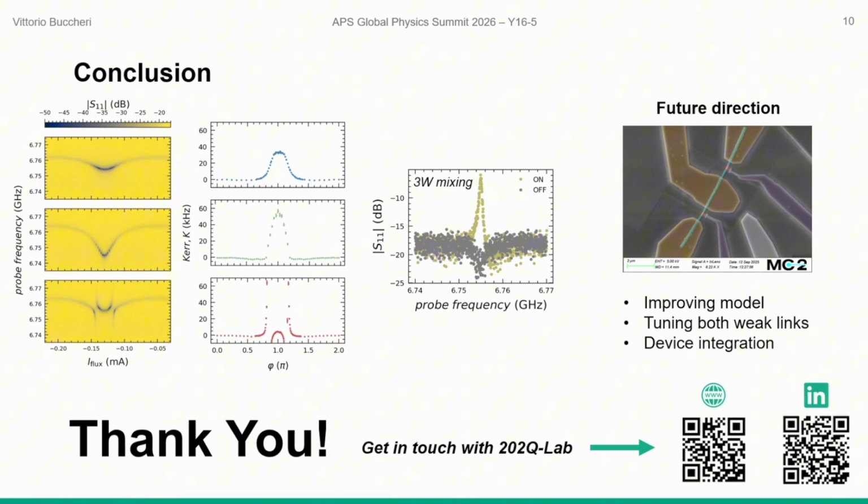So a future direction, of course, would be to improve our model, to see if we can get better tunability of the nonlinearities by using both junctions, and eventually try to integrate this system in some device where tunability of Kerr and three-way mixing, which means also even and odd terms of the nonlinearities of the Hamiltonian, can be useful.